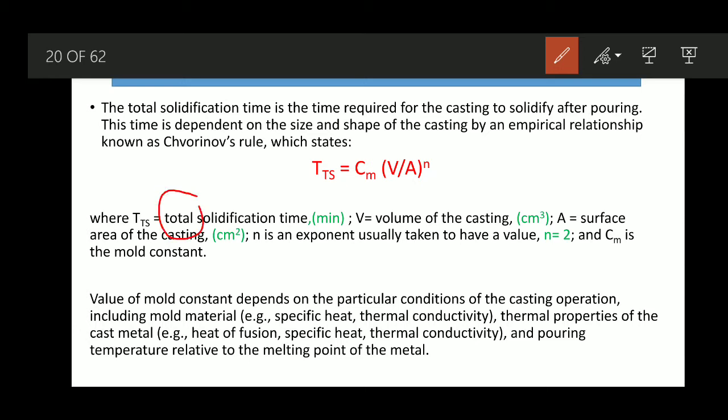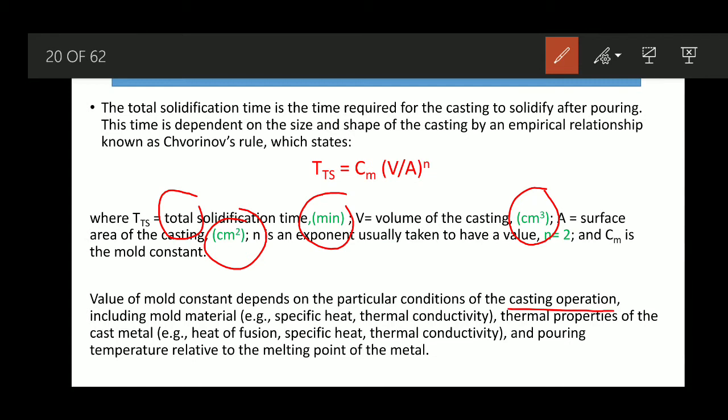Okay, and similarly it is given in minutes, and the volume of the casting will be considered in centimeter cube for this empirical relationship. Similarly, the surface area of the casting is in centimeter square. Okay, and Cm is the mold constant. This mold constant depends on the various conditions of the casting operation.